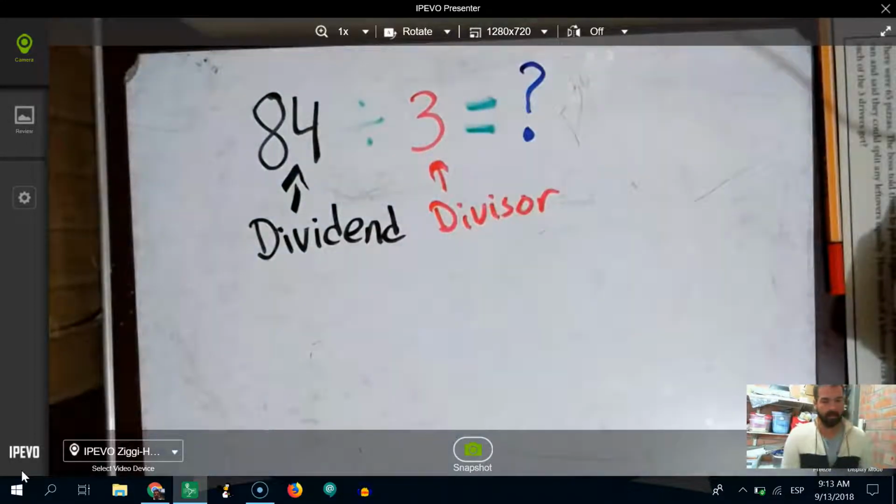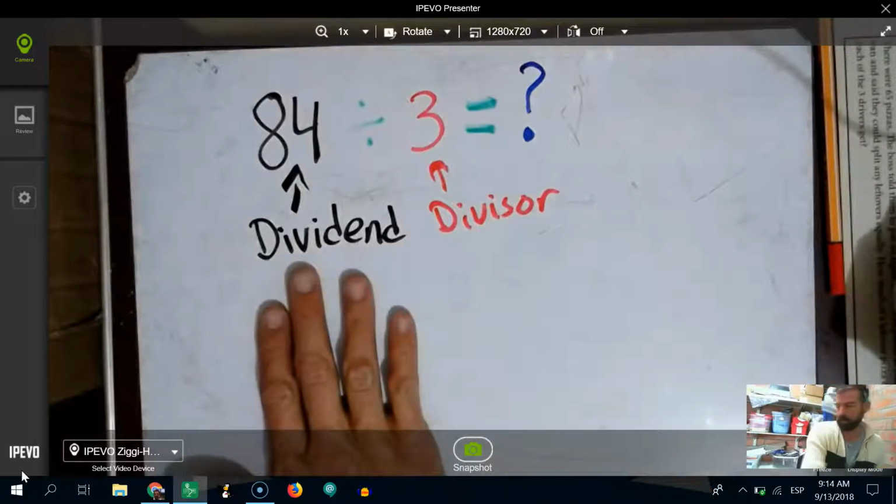Okay, so that one is like that example of 84 cookies, and you're dividing them into 3 groups, so 3 people. That's a lot of cookies. Good day. But don't eat them all at once. That would be awful. Okay, never mind.